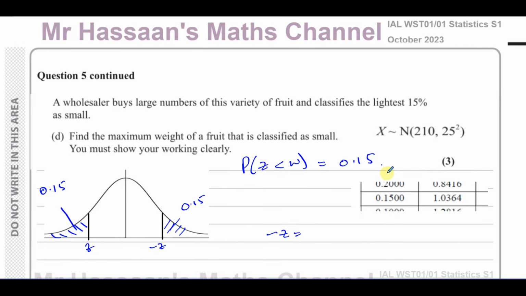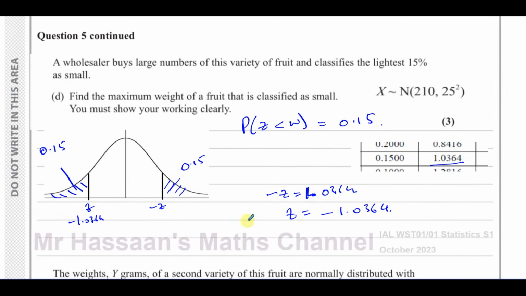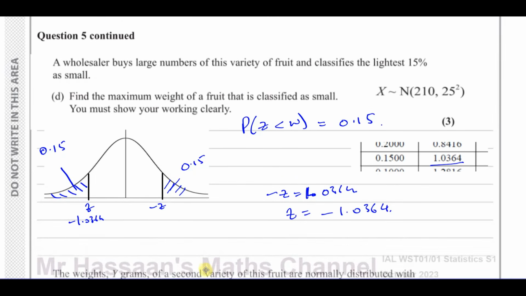Remember, this is the area, and this is the z value. So minus z is going to be 1.0364. So our value of z is going to be negative 1.0364. That's the one we are interested in. We had to find this because the tables only give us positive values of z. So whatever value of z we found here, we have to change its sign. Okay, that is a standardized score for the maximum weight.